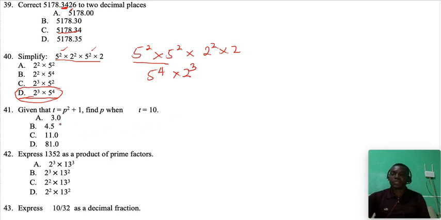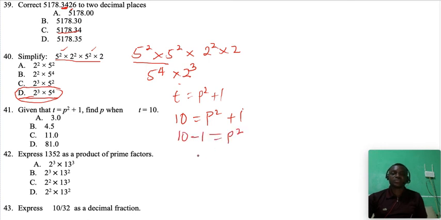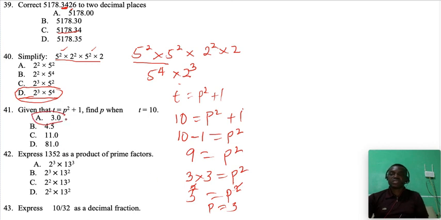Question 41. Given that T is equal to P squared plus 1, and we have to find P when T is 10. So in place of T, put 10 there. So 10 is equal to P squared plus 1. So we now move the 1 to where the 10 is. So it will be 10 minus 1 is equal to P squared. So that gives us 9 is equal to P squared. So we have to express 9 so that it will be a square. The only way is what? 3 times 3 will give us 9. So 3 squared is equal to P squared. So the square will cancel square. Then P is equal to 3. Then we get the answer.